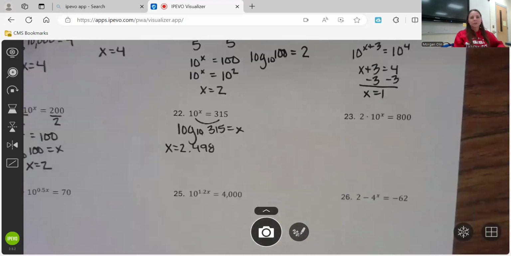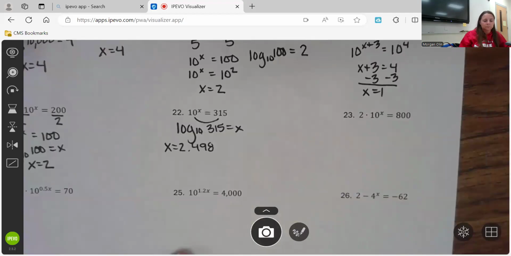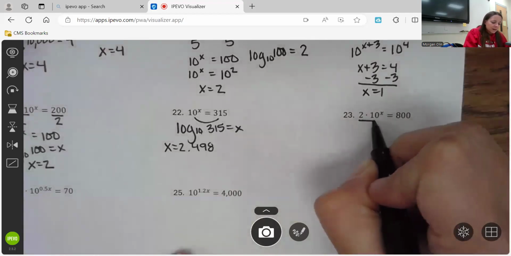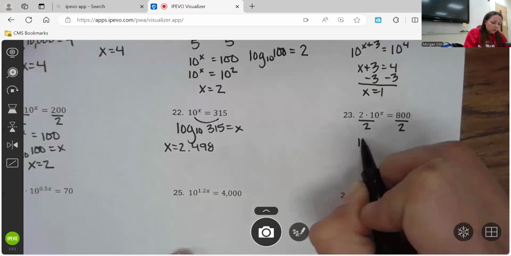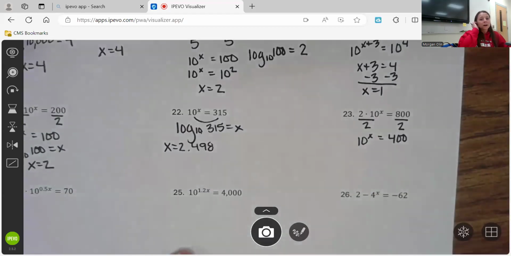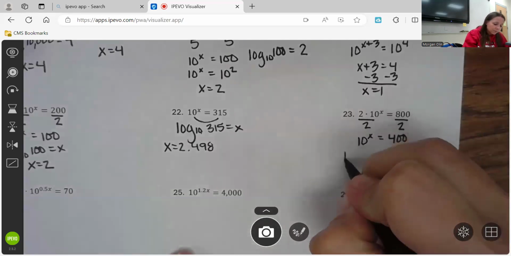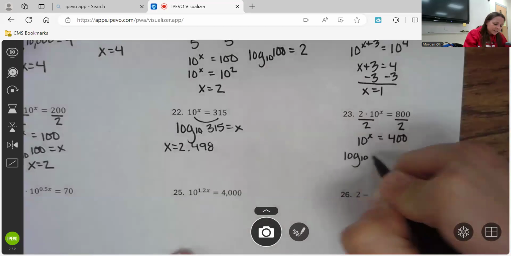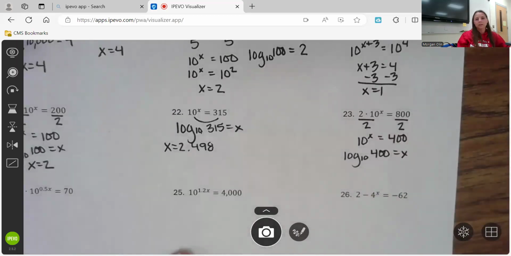All right, moving right along. Now, what do I have to do first with number 23? Got to get 10 to the x by itself. So if you said divide by 2, you are correct. So I get 400. Let's write this in log form. If you pause it, make sure you know how to do it by yourself. Log base 10 of 400 equals x. So what if I want to do it in Desmos? I'm just going to plug it in there right quick.